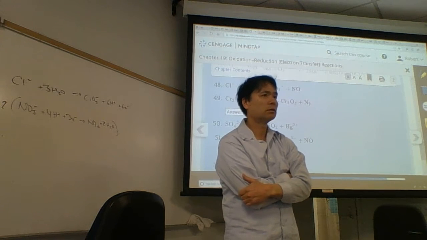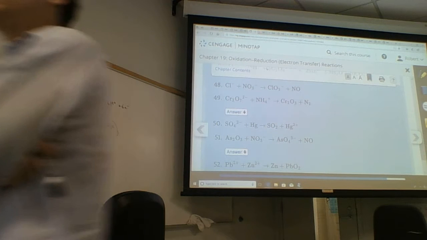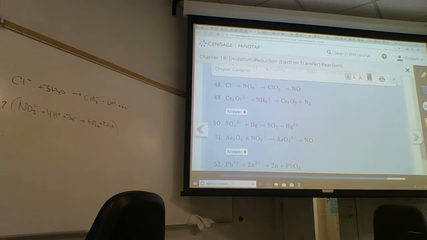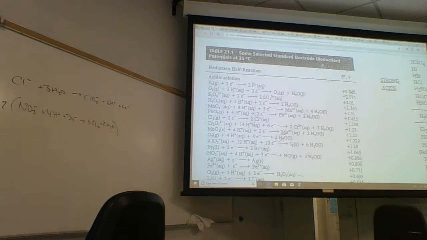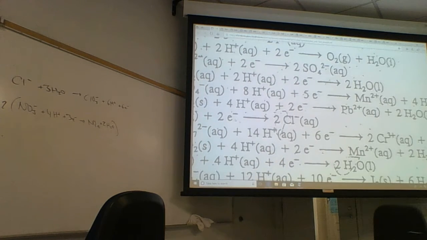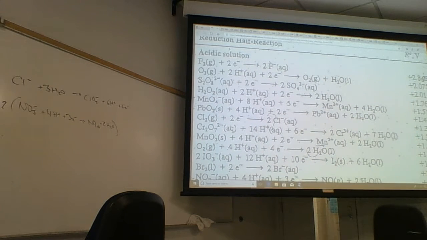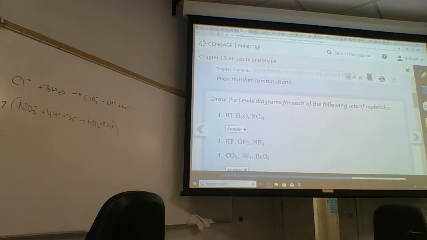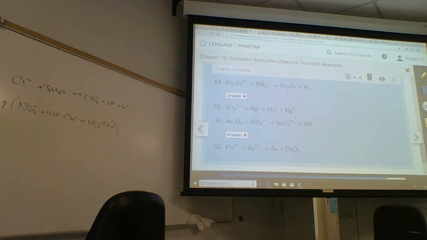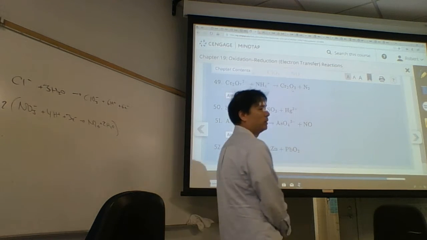Because on the chart, do you recall what it is? Dichromate goes to chromium 3 plus. Dichromate here goes to chromium 3 plus here. Whereas when we look at this, it is dichromate. Do you see chromium 3 over here? No. And so it goes to a different product. It's dichromate goes to Cr2O3.